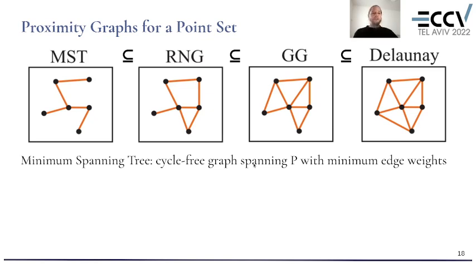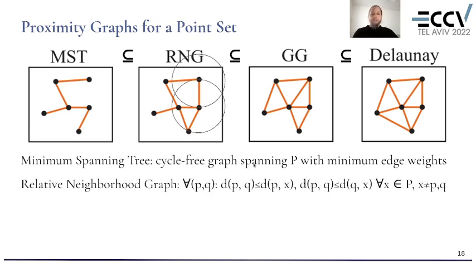And we can construct this graph, for example, with Kruskal's algorithm that takes all the edges of the Delaunay graph, which you can see on the right, ordered by length, starting with the shortest edge, and adds edges to the minimum spanning tree until all vertices are connected in a single component.